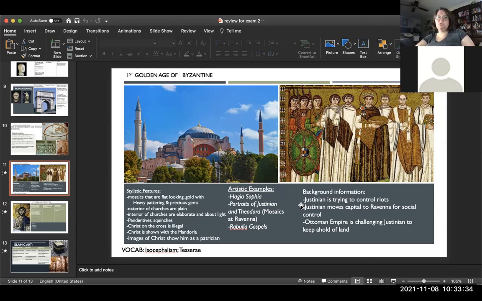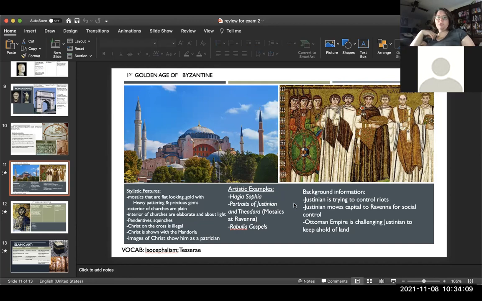Basic background information about the first golden age of Byzantine. Justinian's trying to control much social unrest. Remember, the empire is still very large, and it is difficult for one emperor to keep control over all of the empire due to how large it is. They have communication challenges, and the local government has a lot more influence over the everyday lives of the people.